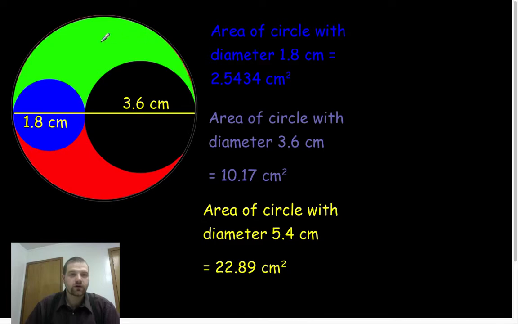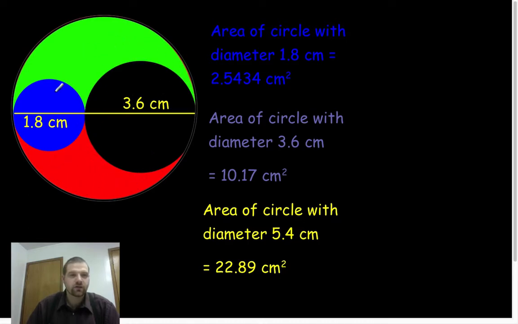One other thing we did work with was a semicircle. So the green is only on half of the circle and the red is only on half of the circle. So we could take a semicircle from 5.4, subtract a semicircle of the black and a semicircle of the blue being 1.8, this being 3.6, and we'd find how much is red.